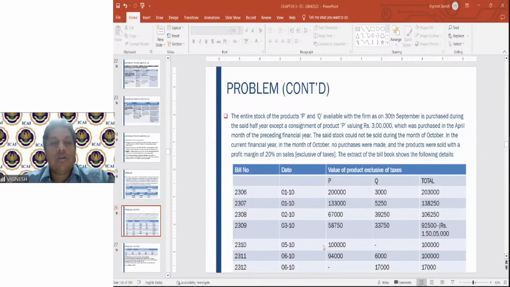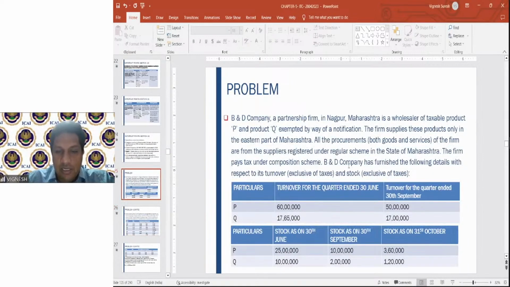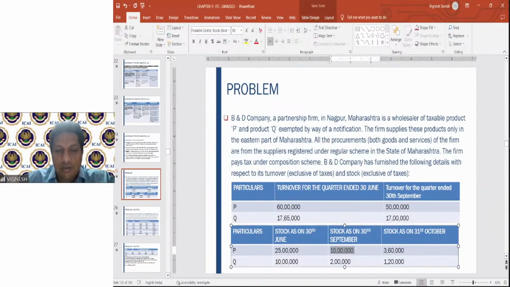Another important point you have to remember is ITC of the inputs and capital goods is not available after expiry of 1 year from the date of issue of the invoice. So here you have to see the total on 2nd October. What is the stock of inputs which are there? We have to calculate. So do you know what is the stock of taxable inputs on 30th September? Is that given in the problem? So here stock as on 30th September he has given 10 lakhs.